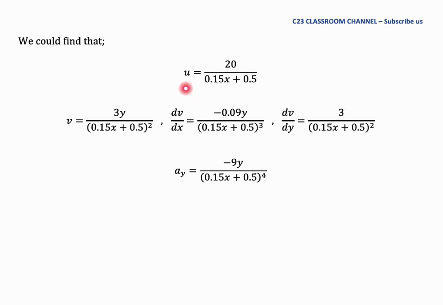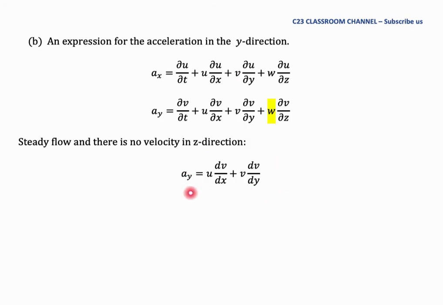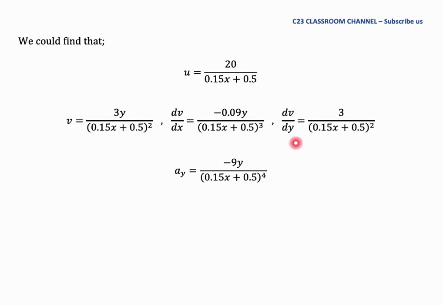So from the previous calculation, we know that u is equal to this term, and from the last calculation we got the value of v. Then we could differentiate this term to get dv/dx and dv/dy. And then we substitute all these parameters, all these terms, into this equation. We have u, we have v, and we have dv/dx, we have dv/dy. Everything is calculated here. You could get that the acceleration in y direction is minus 9y over (0.15x plus 0.5) to the power of 4.